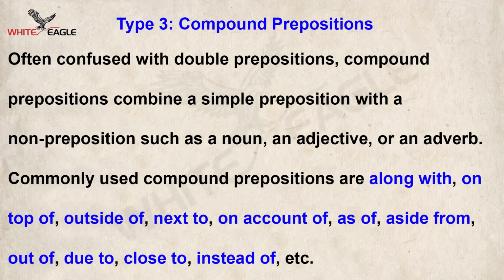Type 3. Compound prepositions. Often confused with double prepositions. Compound prepositions combine a simple preposition with a non-preposition, such as a noun, an adjective, or an adverb. Commonly used compound prepositions are along with, on top of, outside of, next to, on account of, as of, aside from, out of, due to, close to, instead of, etc.